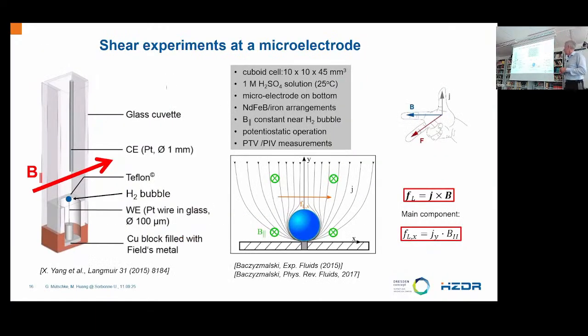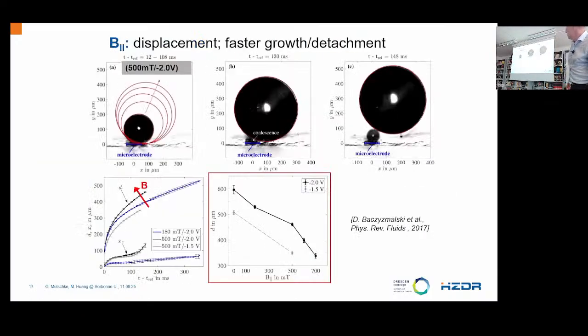So in our little experiment, we studied the evolution of bubbles on a microelectrode and applied a surface parallel magnetic field. This gives rise to a Lorentz force, which basically, due to the vertical component of the current density, shears the bubble away. And you see here experiments that were performed by colleagues of mine, where you see the contours of the bubble growing with time and being slightly displaced in the direction of flow until eventually it departs. And you see here the departure diameter versus the magnitude of the magnetic field applied, and you indeed see a nice decrease in departure size that you can achieve.